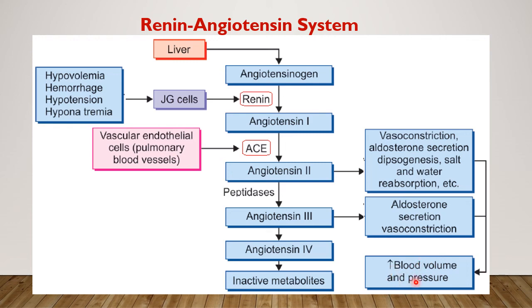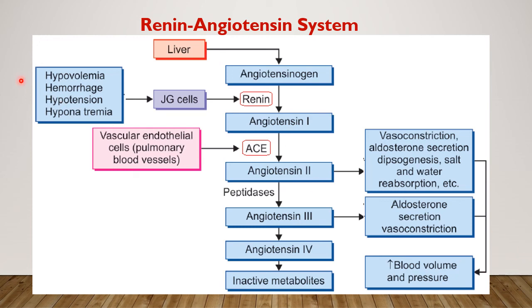So hope you are clear about this. In this way, the renin-angiotensin system will help to control the extracellular fluid volume, including the blood volume and also the blood pressure. Okay, so there is also clinical importance of this system.